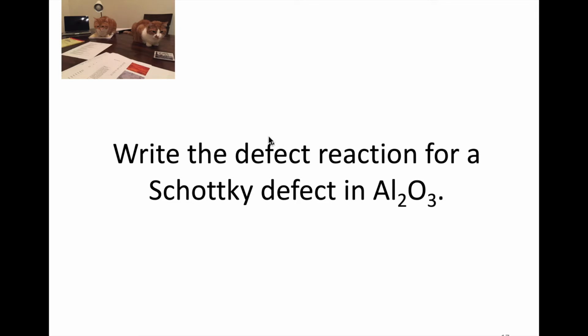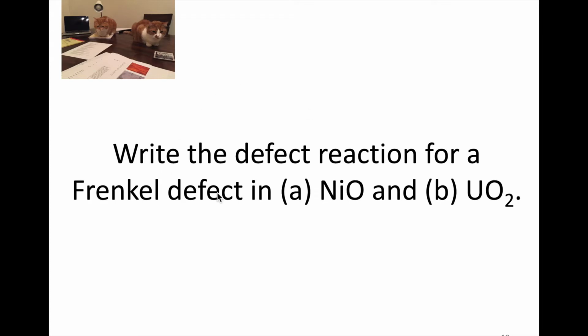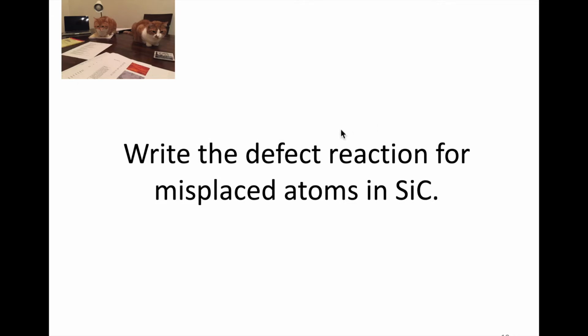So the first one is I want you to write the defect reaction, again, balanced in all the ways we talked about, for a Schottky defect in Al2O3. Then, once you've done that, look at the defect reaction for a Frenkel defect for 2 materials, NiO, nickel oxide, and uranium dioxide, UO2. And then the last one is the defect reaction for misplaced atoms in SiC. So see what you can do with those 3, answer the quiz questions related to those, and then come back and I'll go through them.